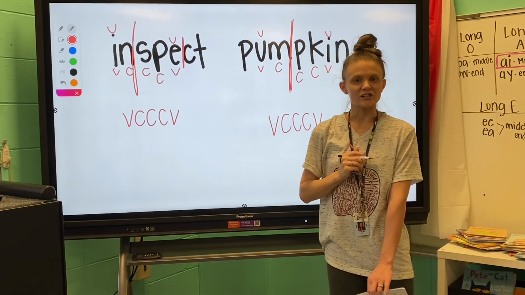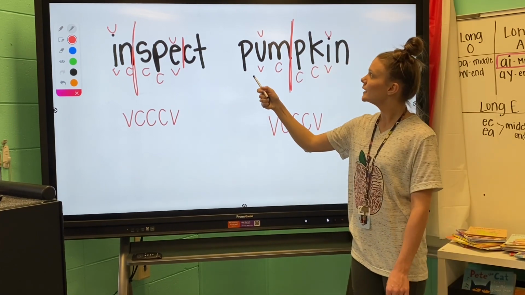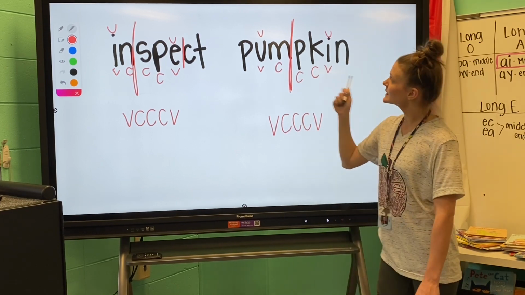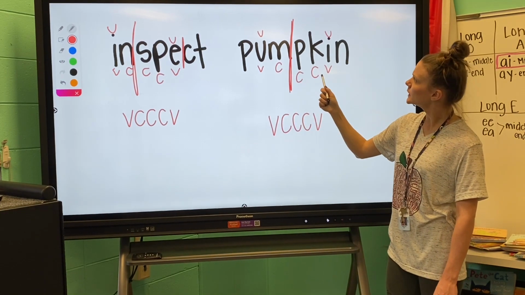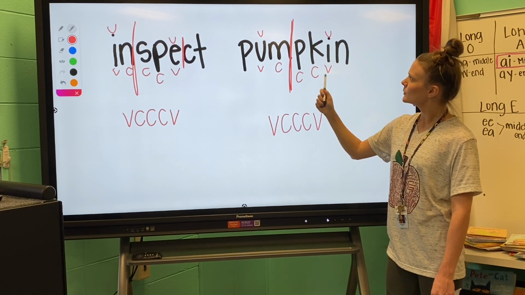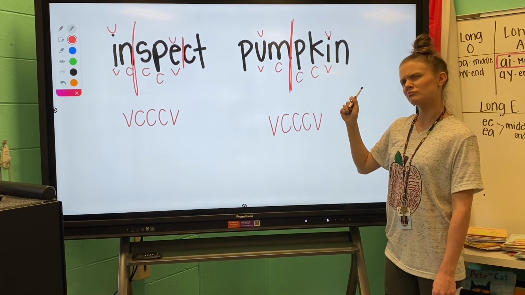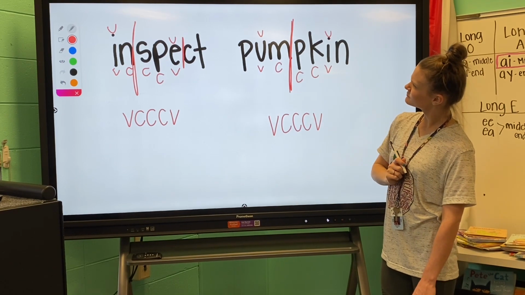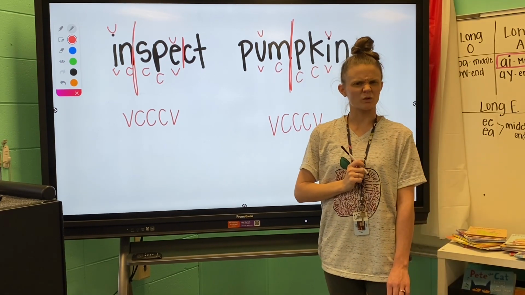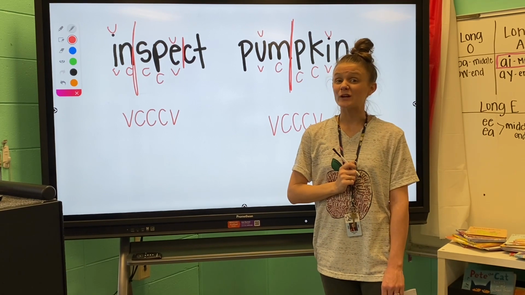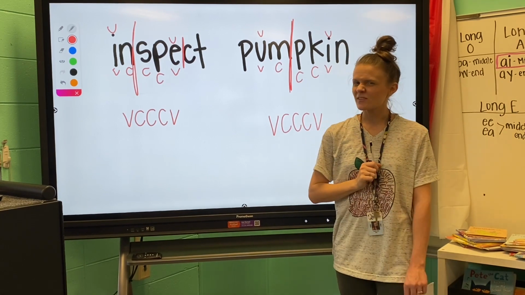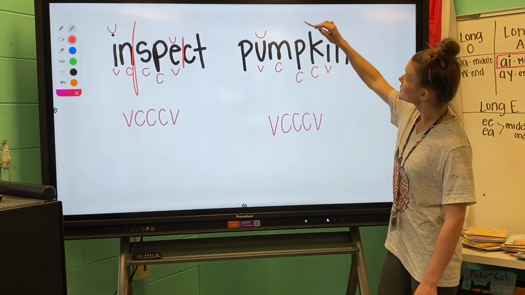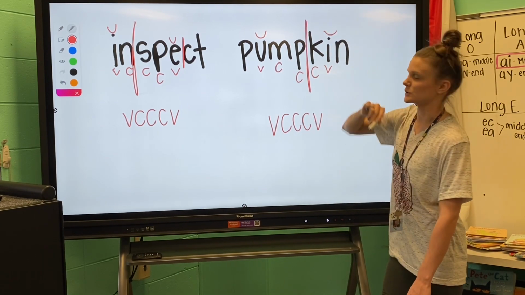Let's read the first syllable in this word. Pum. In the second syllable, we have pekin. Pumpkin. That sounds a little bit hard to read. So I think that we should move our line and see if it's a little bit easier to figure out this word. So I'm going to move my line to between the second two consonants.